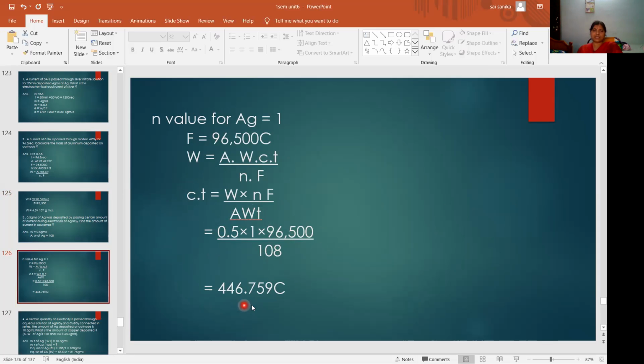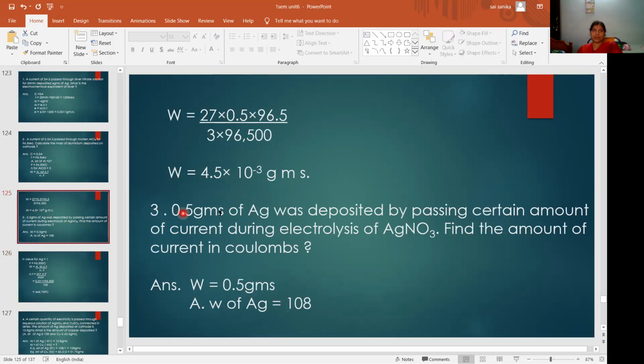446.759. These many coulombs of electricity are passed on to the AgNO3 solution to deposit this much silver. So this much quantity of electricity is passed on to the AgNO3 solution to deposit 0.5 grams of silver. That much quantity is passed, then only this much weight is deposited at the cathode.